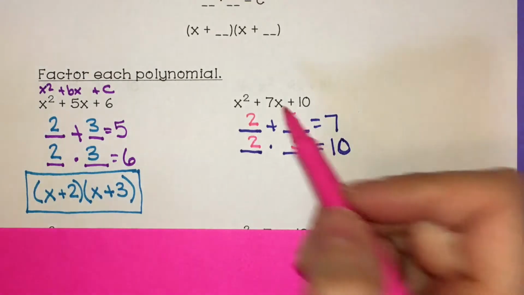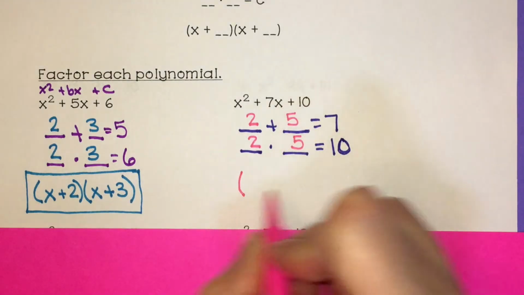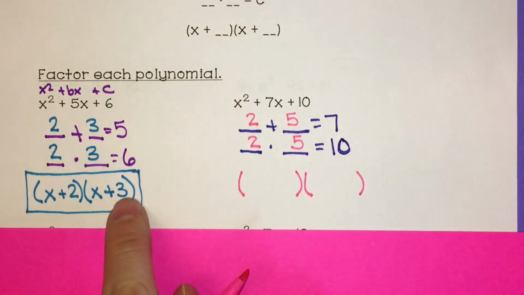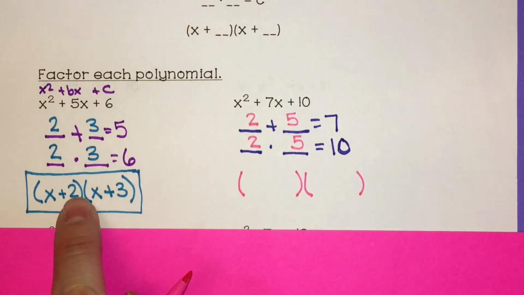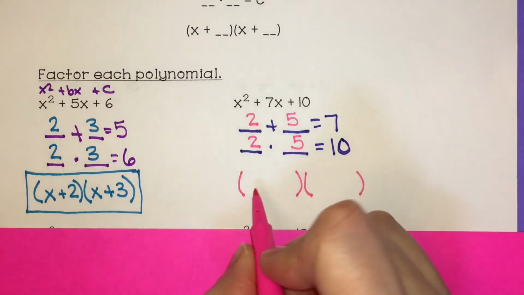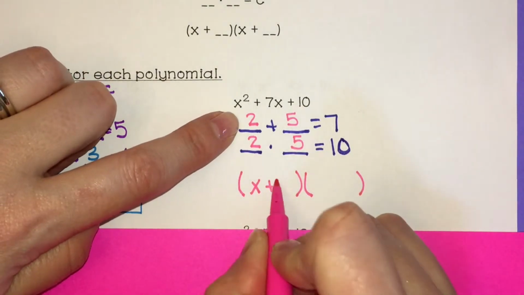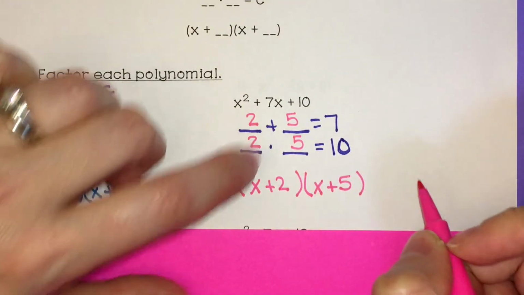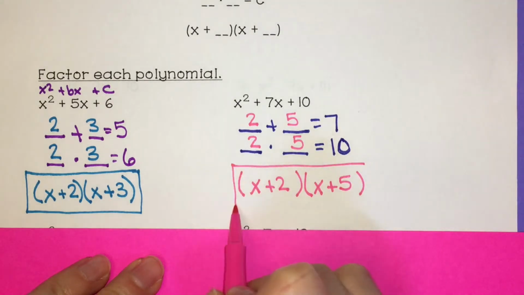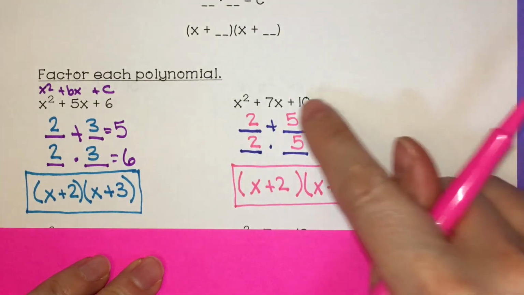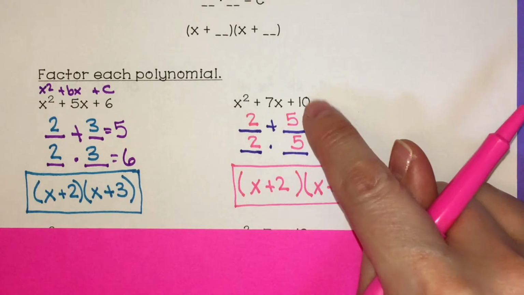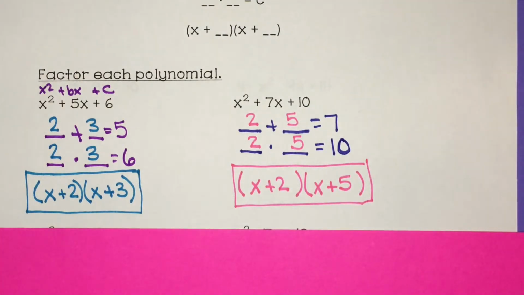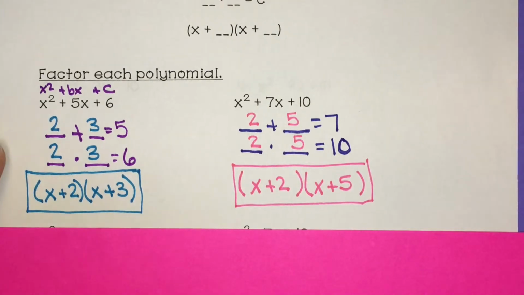That means when I factor this to get the two binomials that are multiplied together, remember they're called binomials because there's two terms in each, we have x plus 2 because it's a positive 2, and x plus 5 because it's a positive 5. And this is my quadratic, or I can also call it my polynomial, that is factored.